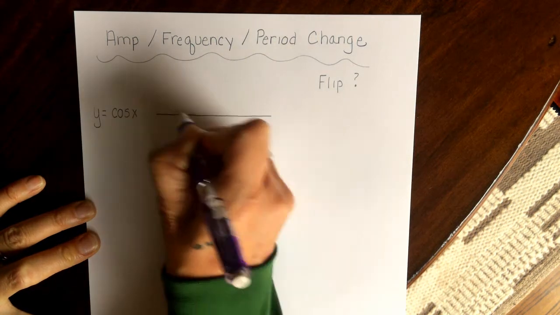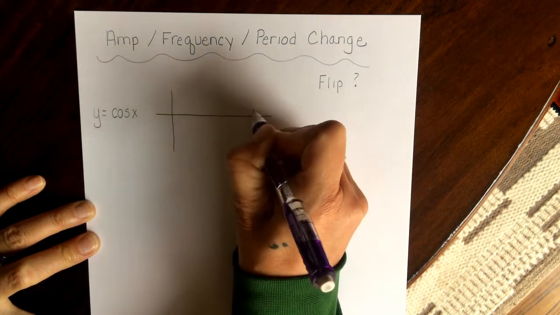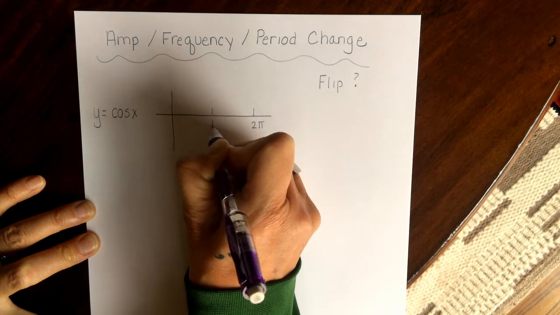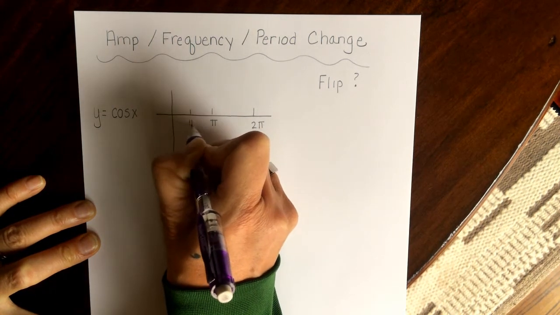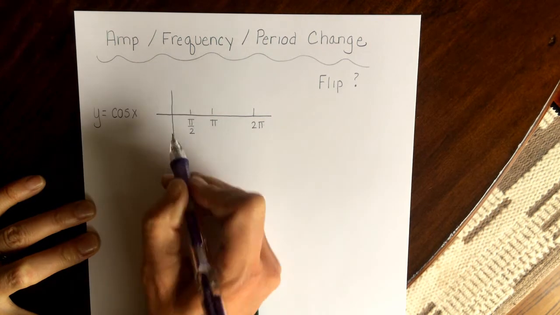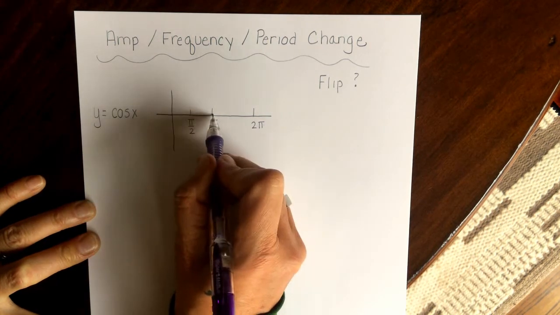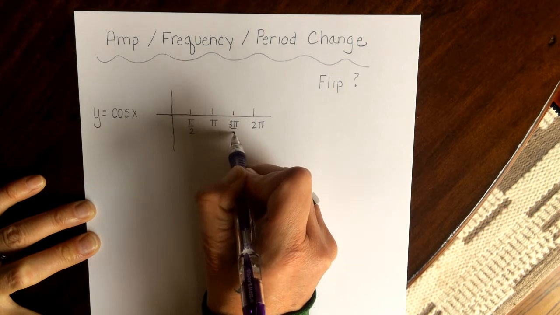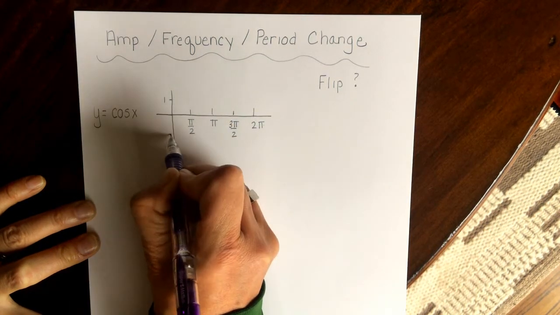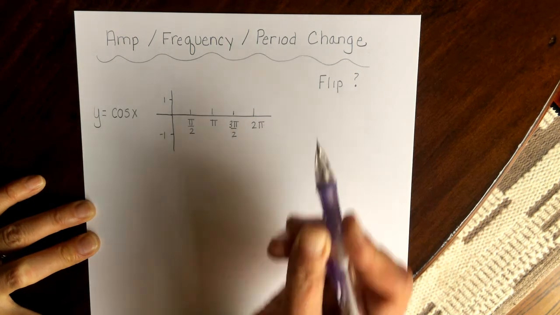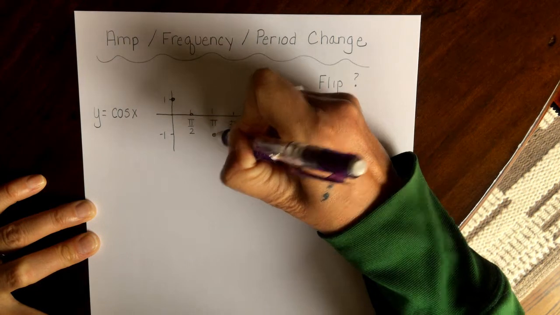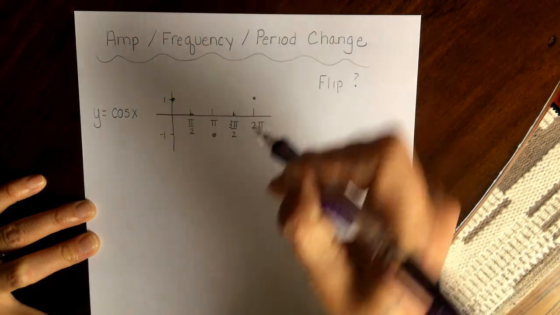The period for the parent function is 2 pi. Start and stop in 2 pi units. Half of 2 pi is pi. Half of pi is pi over 2, and then count up: 1 pi over 2, 2 pi over 2, 3 pi over 2. With the cosine parent function, you start high, middle, low, middle, and high.